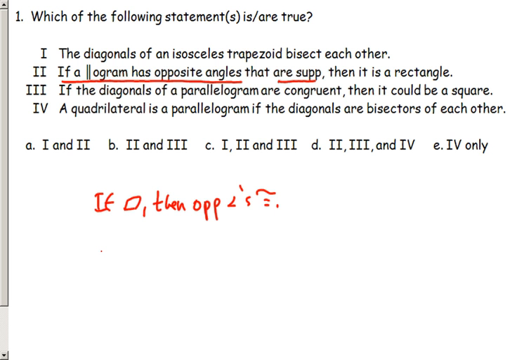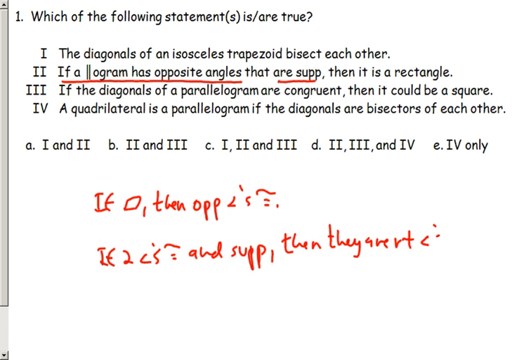Well, if two angles are congruent and supplementary, then the theorem we learned is that they are right angles. That means if you have a parallelogram where the opposite angles are right angles, then that thing actually is a rectangle. So that's a true statement. So 1 was false, 2 is a true statement. 3, so let's move on.